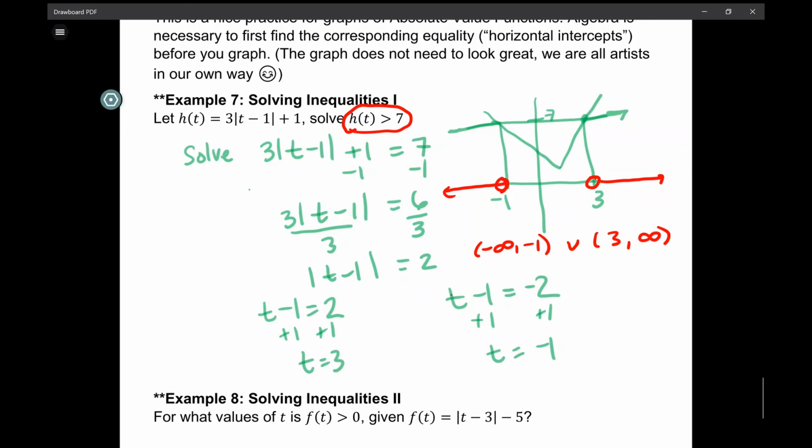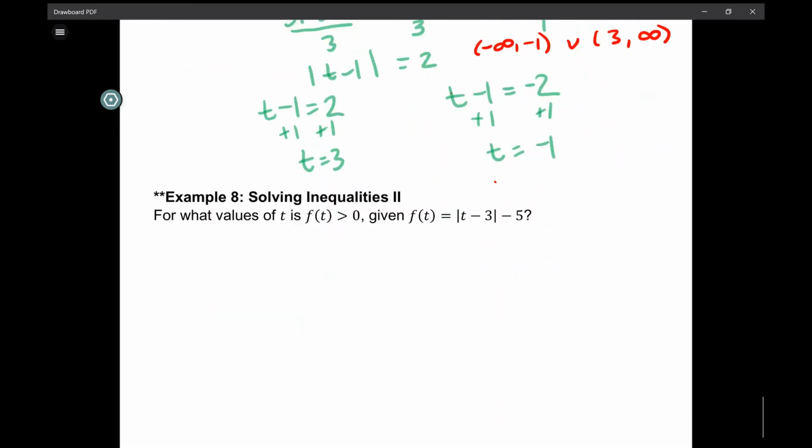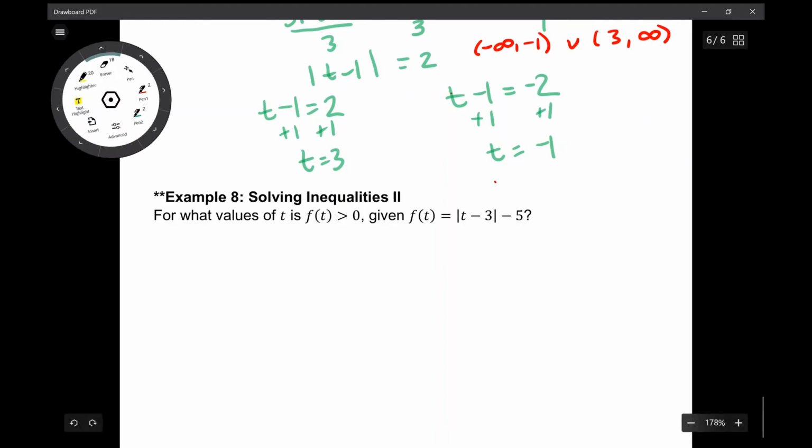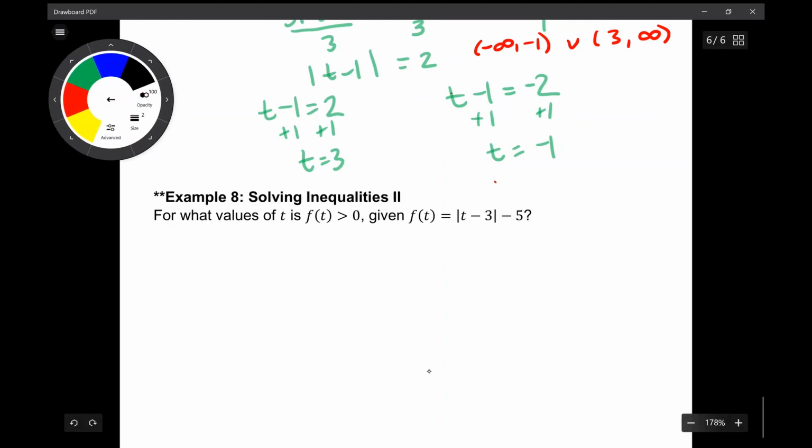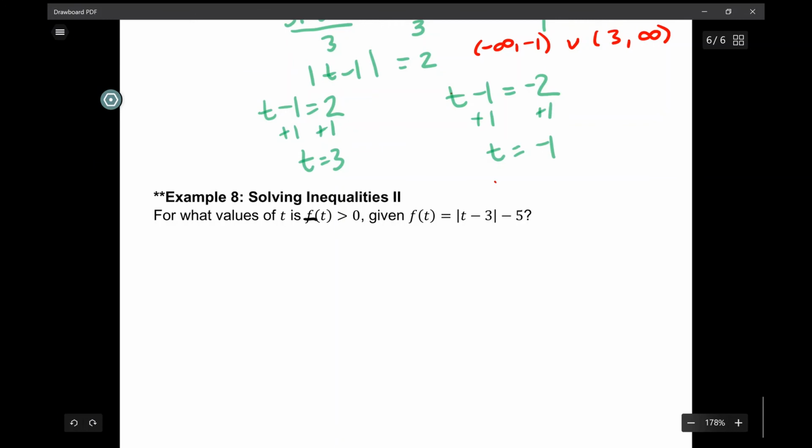All right, let's try one more of these guys. One last example for you. I'm actually going to change the example right now because I wrote down one that I don't really want to do. I want to do, for what values of t is f of t less than or equal to 0? That's what I want. So we're just going to cross that out. Given f of t equals absolute value of t minus 3 minus 5.